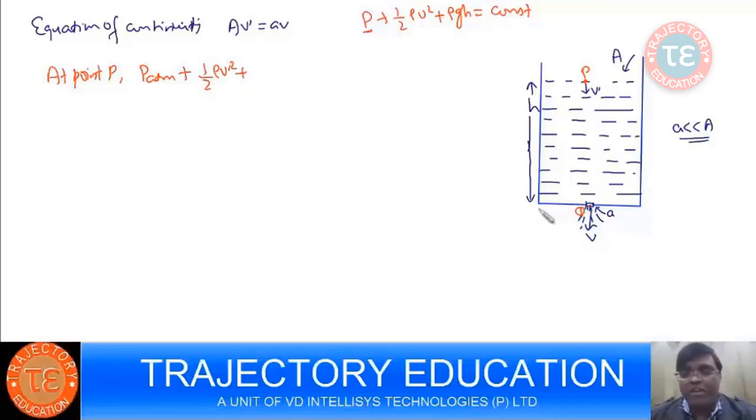This is kinetic energy per unit volume, and potential energy per unit volume: if you want to find potential energy, you first take a reference for measuring height. At this reference the potential is taken to be 0. So compared to this, at point P, your potential energy is rho g h, and that is constant.